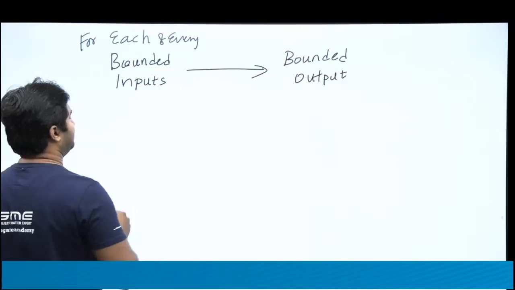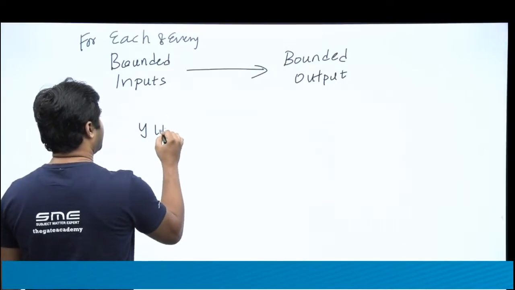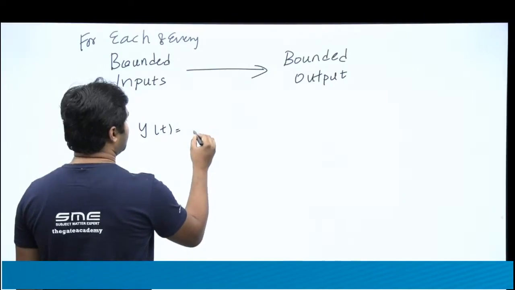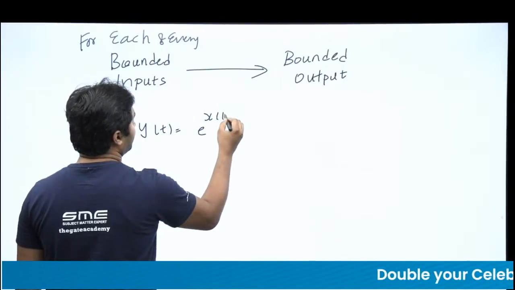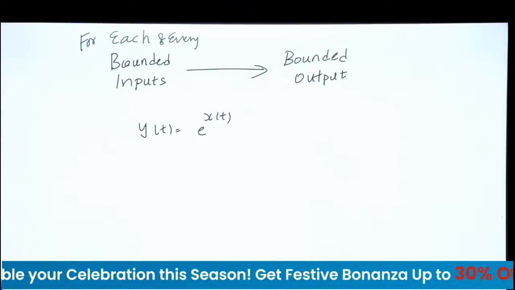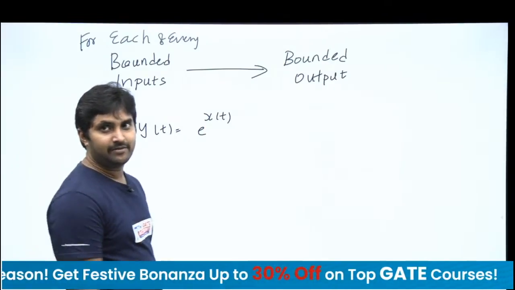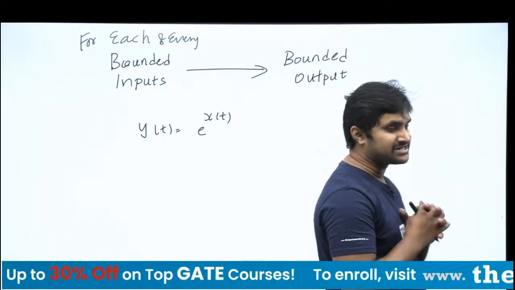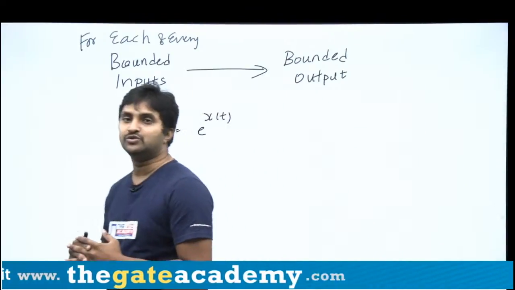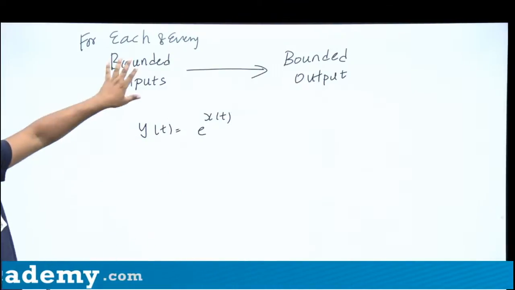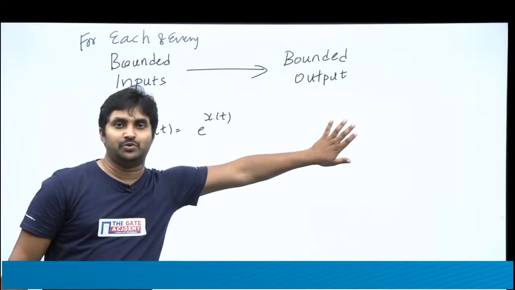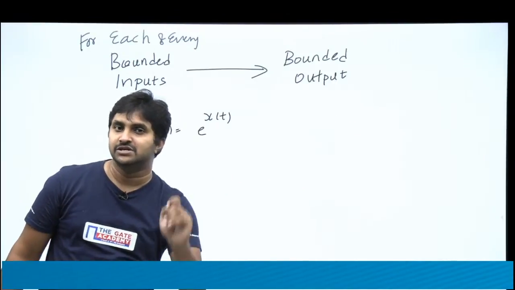Let me take an example. y of t is equal to e power x of t. Can you please tell me whether this system is a stable system or not? I think we understood what is a stable system, right? For each and every bounded input, the output has to be bounded in nature. That is what we call a stable system.